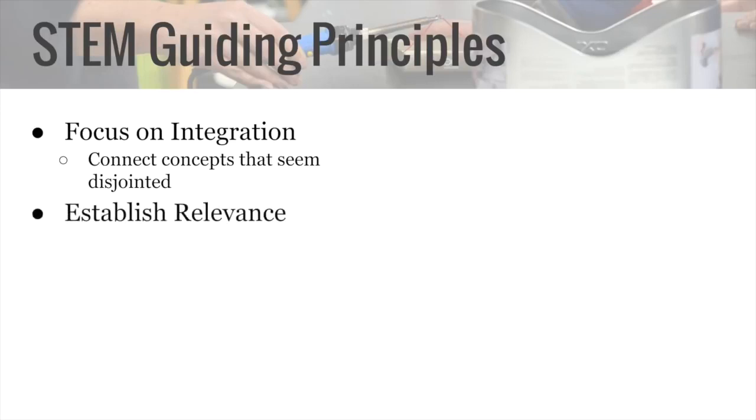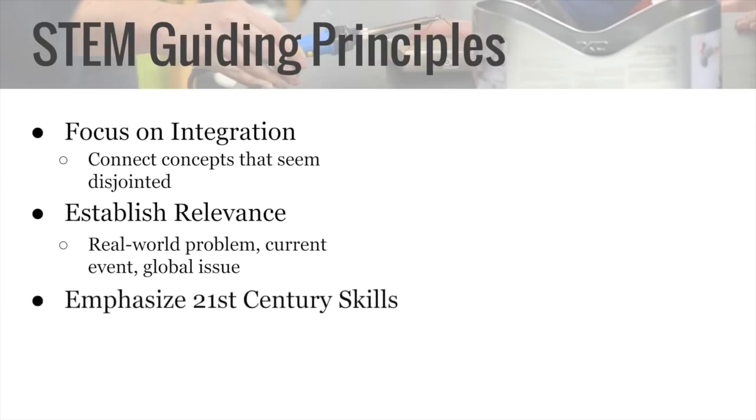Second, establish relevance. This idea is emphasized throughout the whole book. It is our job as educators to explain why the knowledge and skills learned is useful, why they should care. It is easy to explain relevance when students are given real-world problems, current event situations, global issues, or any appealing event. Third, emphasize 21st century skills.